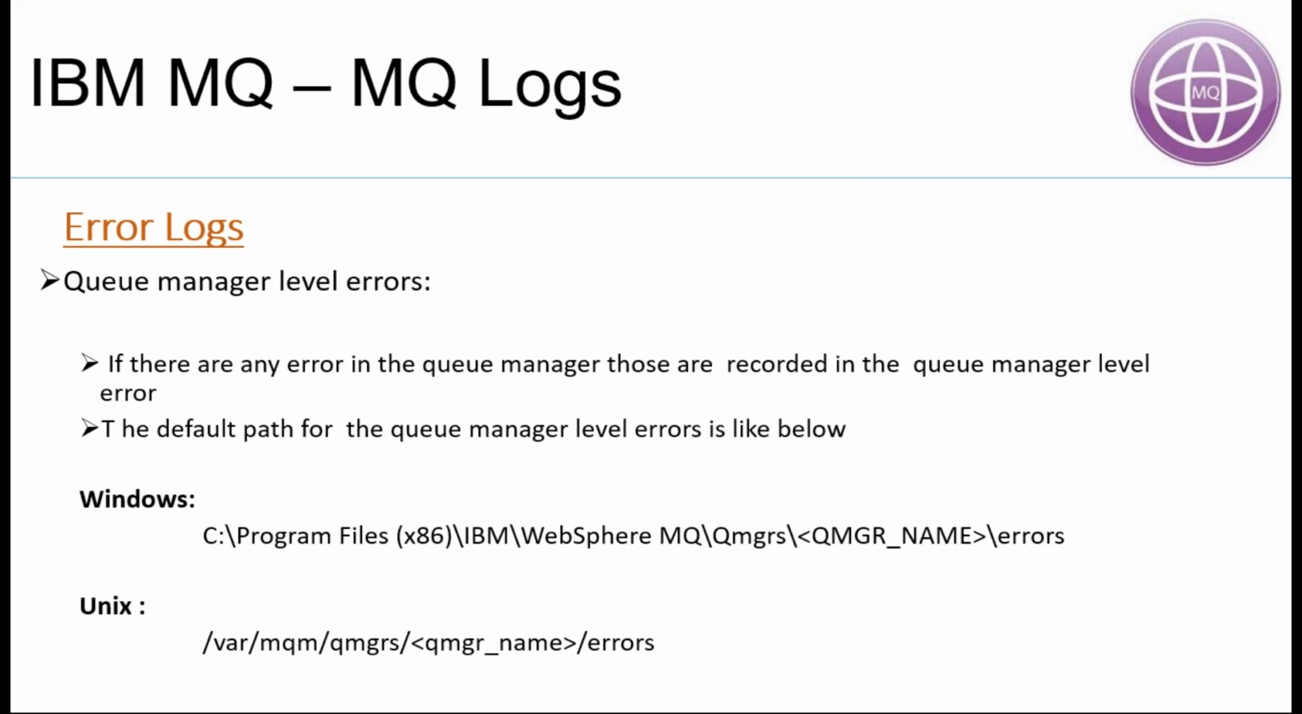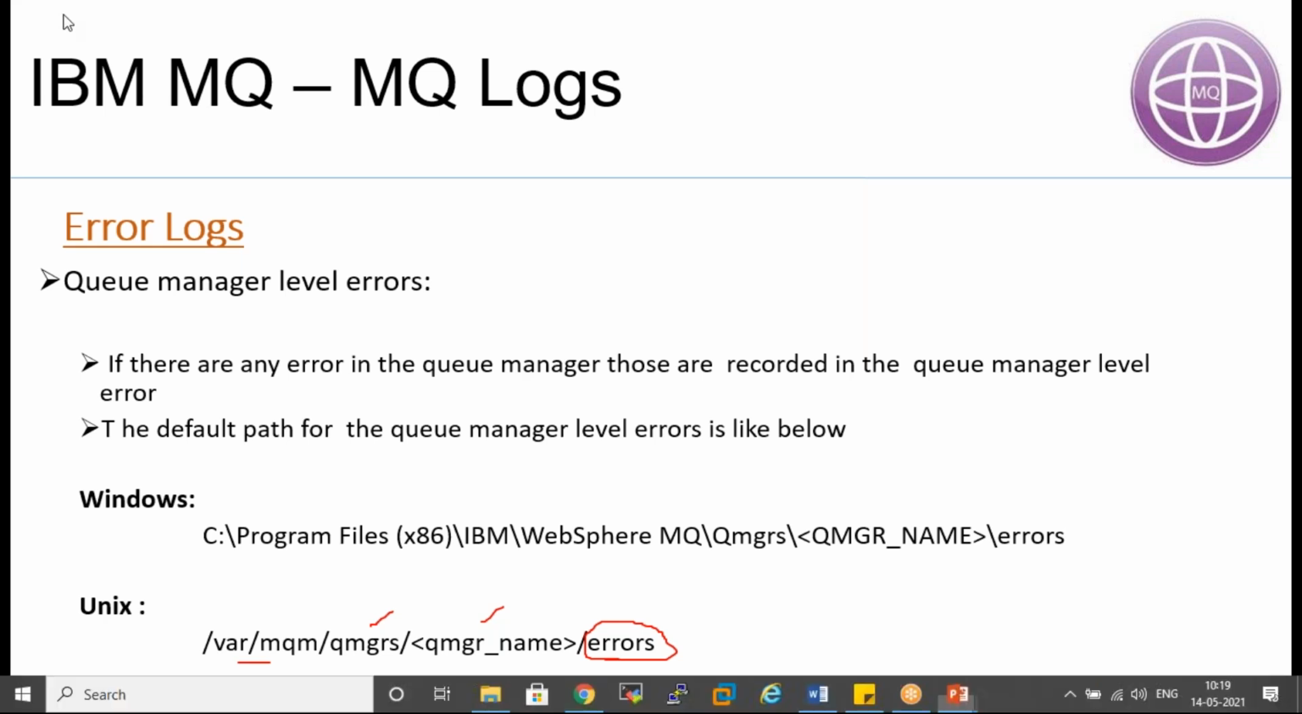Okay, so simply we can say var is a working point in Unix. So opt is the installation path in Unix, and var is the default working path. So /var/mqm is the MQ default working path in the Unix operating system. You go to the working path of MQ, and then there is a directory called qmgrs. If you go to the particular queue manager directory, there is a directory called errors. In this errors directory, there is the error log file.